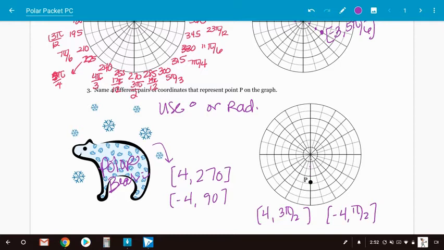So there's a bunch of different ways that you can write this. How about 4 and -pi over 2, or 4 and -90? Any of those would work. So there are lots of different ways to label points in a polar coordinate. Here are just a few of them.